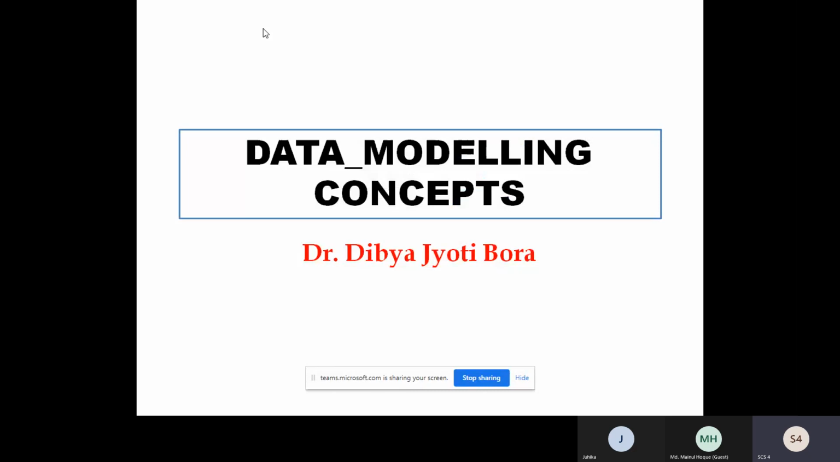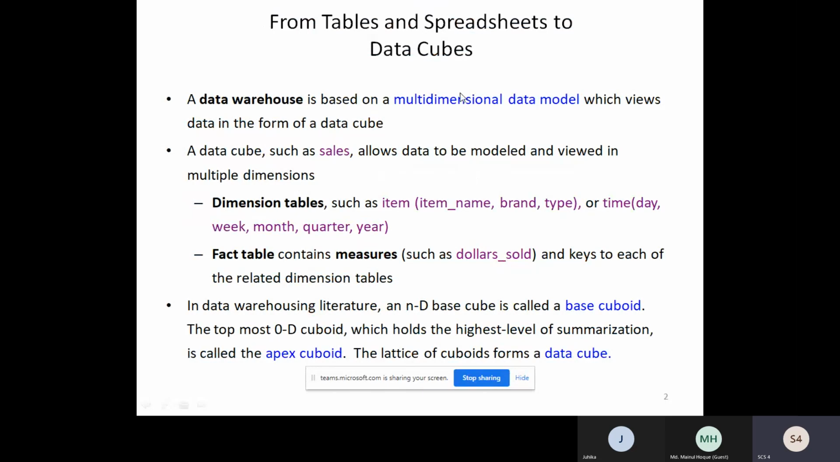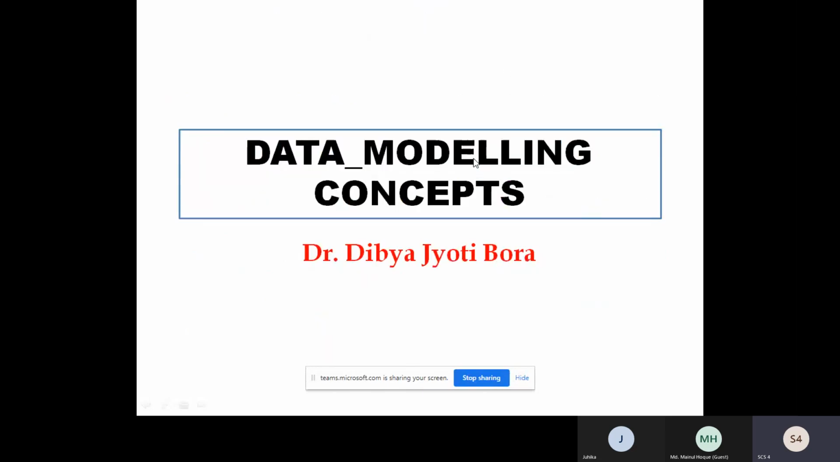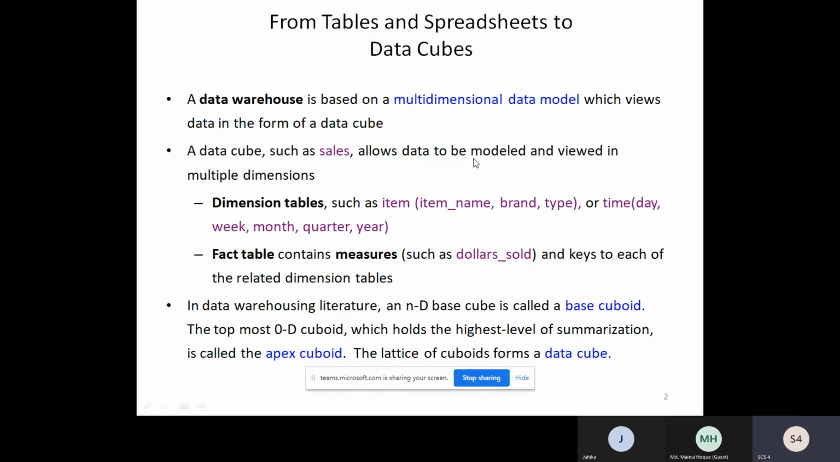Okay, so in the last lectures, we have gone through different terminologies related to data warehouse, and we got to know how data is transformed and loaded into the data warehouse, and its different tiers. Now, the next thing is the data modeling concept that you have to know. When we talk about data modeling, the first thing that comes to our mind is the data cube. So you have to know about the data cube.